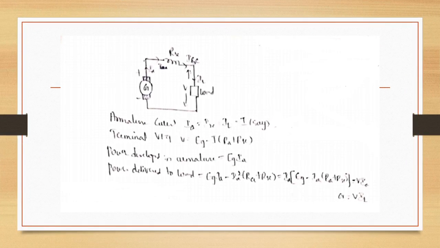So this is the diagram of a series generator, where we can see a generator is there, the armature winding is in series with the field winding, and the load will be connected here.